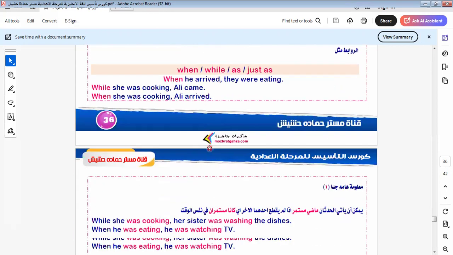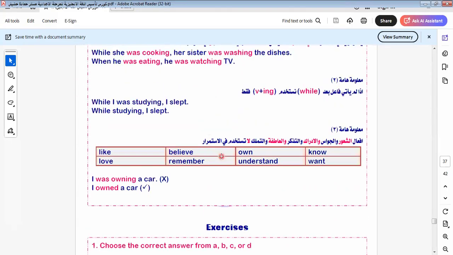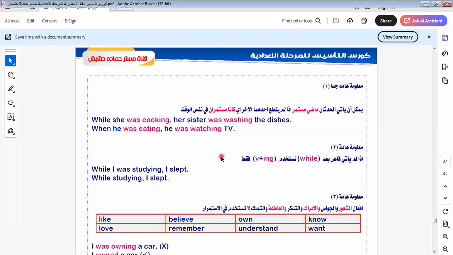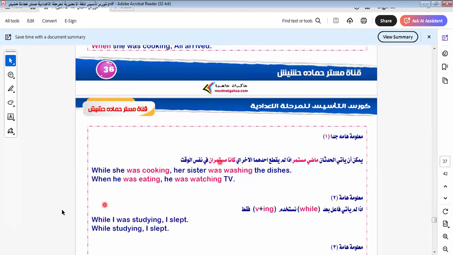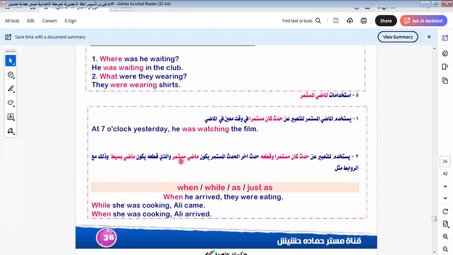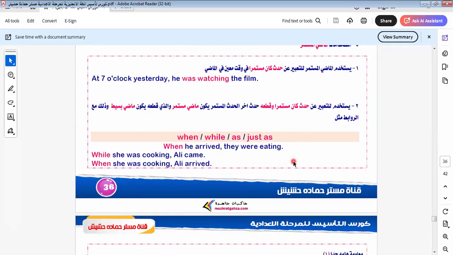Okay. The keywords of this tense, I would like to remind you of. We have here "while" and "when". "While" and "when" are the famous keywords of the past continuous tense. These are the famous words that we see in this tense. Here we say "when he arrived, they were eating". So any verb that comes after "when" will be in the past form, like this. "When he arrived, they were eating."